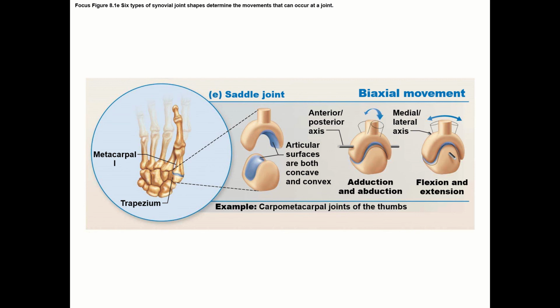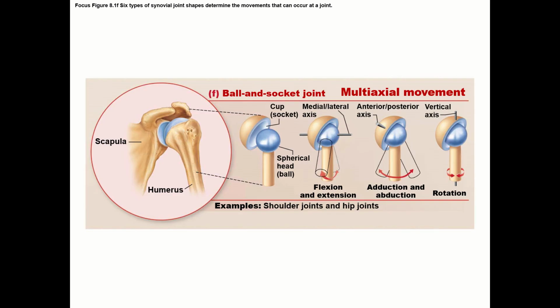So biaxial movement there. And then the last one, ball and socket, 2 examples. The glenohumeral joint, as we've talked about, and then the acetabulo-femoral or hip joint. And again, the key differentiator between the 2 is the amount of bony overlap in the hip that we don't see in the shoulder. So that affects stability.